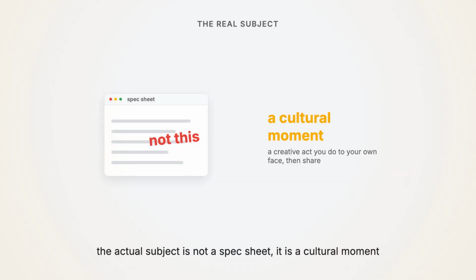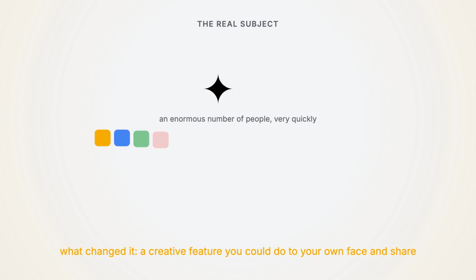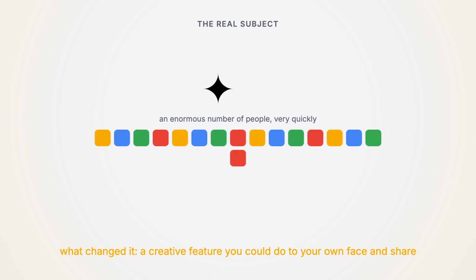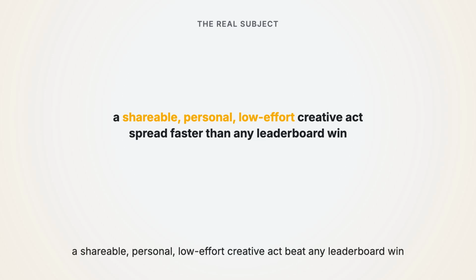Now the actual subject here is not a spec sheet. It is a cultural moment. For years, Google's chat assistant was seen, fairly or not, as the runner-up to the most popular chat app, and benchmarks did not change that perception much. What changed it was a creative feature people could do to their own face and instantly share. The photorealistic figurine trend, and the wave of edits after it, pulled an enormous number of people into the Gemini app very quickly. And that is the lesson hiding inside the fun. A shareable, personal, low-effort creative act spread faster than any leaderboard win ever could.